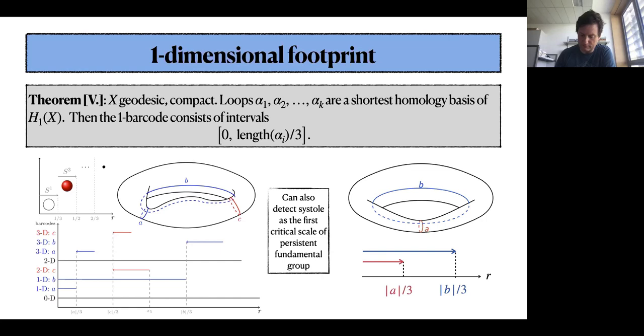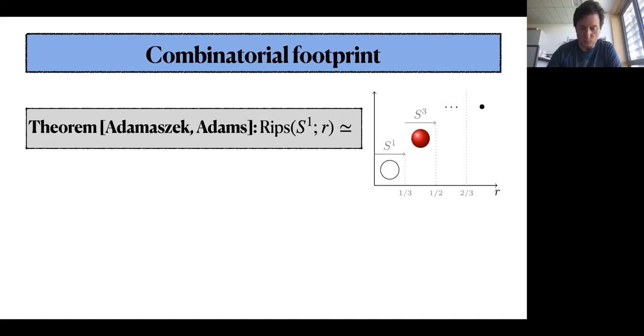Right. So much about one-dimensional persistence. And then, of course, we're interested in going to higher dimensions. So here we had geodesics generating one-dimensional homology. That's natural because you expect dimensions to be respected. But going beyond that, we can also construct a combinatorial footprint.